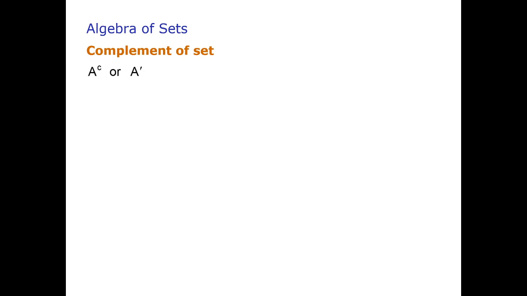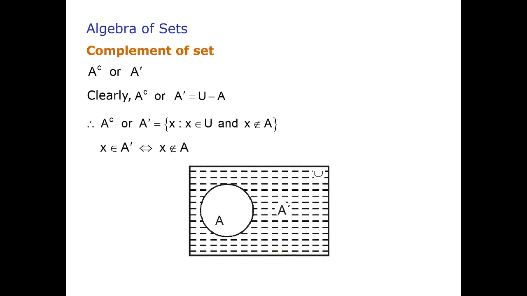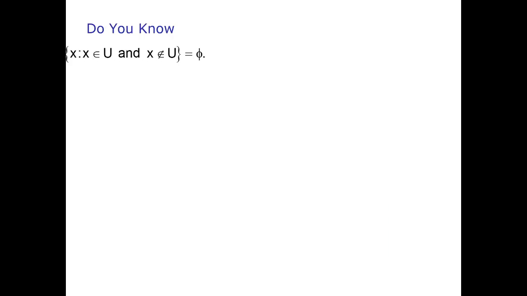Algebra of sets under complement. Complement is denoted by either A raised to C or A dash. A dash is nothing but U minus A, that is universal set minus A. So we can make use of the definition of difference of sets here: x is a member of the universal set but not a member of A. Through the Venn diagram, you can easily visualize the outer shaded part as the complement.